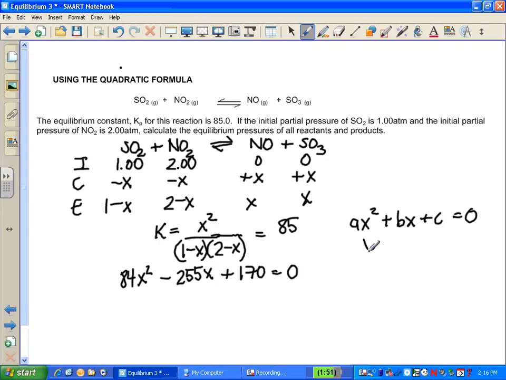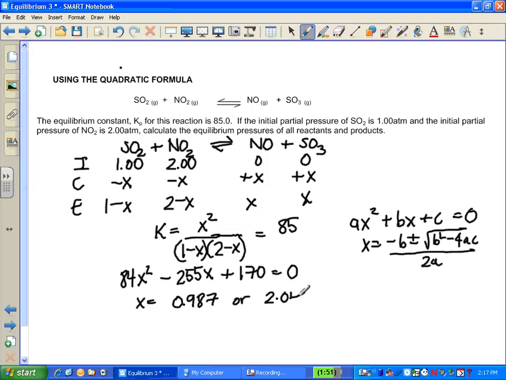So a reminder, I'll put over here the quadratic formula: x is equal to minus b plus or minus the square root of b squared minus 4ac, all over 2a. When you sub into the quadratic formula, you'll get two roots. So in this case, x is equal to 0.987 or 2.04. These are the two values for x that you'll determine when you sub into the quadratic formula. And you're going to want to make sure, obviously, that you can do this before moving on.